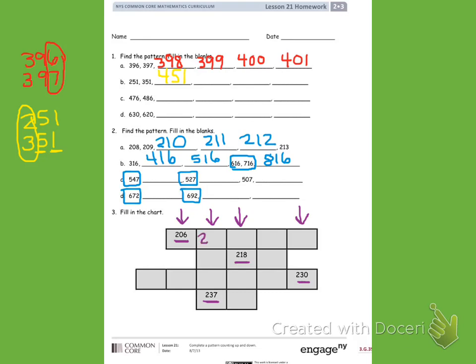206, 207, 208, 209, 210. Now I will double check my answers. The second box ends with a 7, just like the one at the bottom of the column. The third box ends with an 8, just like the one below it. And the last box ends with a 0, just like the one in the third row. Now you go ahead and fill in the rest of the boxes on your own, counting by ones.